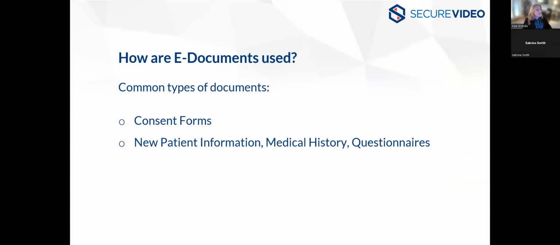So let's talk a little bit about how. Some of the common types of documents that we see used for Secure Video are things like consent forms. If you need to capture a telehealth consent, for example, where you need your patient or your client to sign off on a document saying that, yes, they consent to treatment, that's a commonly used form. And then we see things like information gathering forms, like new patient information, a medical history form, or any type of questionnaire that you may need a client or a patient to fill out that can be incorporated into your account.